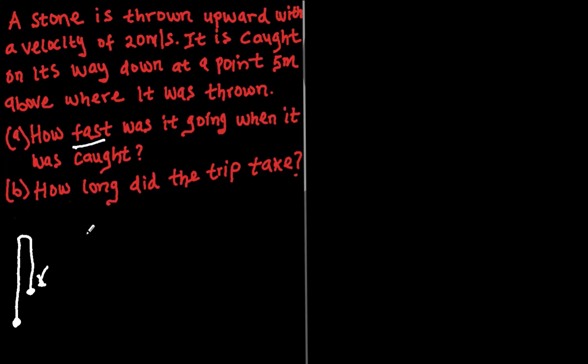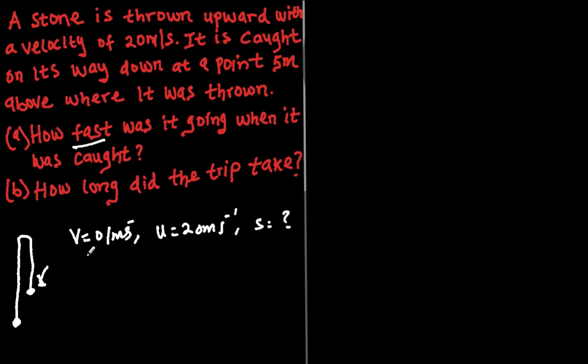So let's go. Now let's divide this motion into two parts. The first part will be when it was going upward. Then the second part will be when it is coming downward. And then we can explain and understand more. So when it was going upward, we know that at maximum height, its velocity will be 0 meters per second. Of course, it was thrown with a velocity of 20 meters per second. So let's find the maximum height attained by this object.